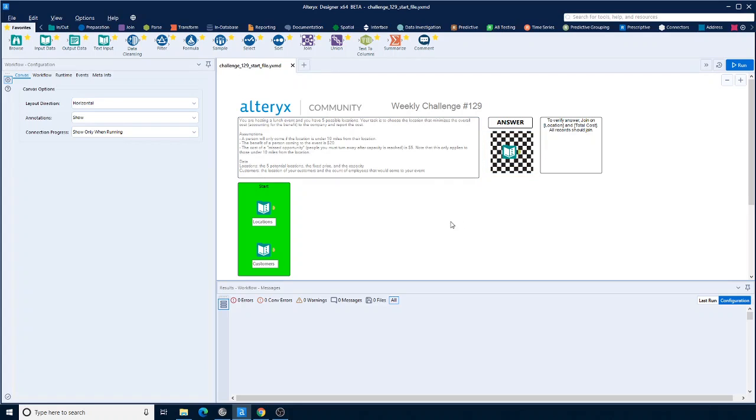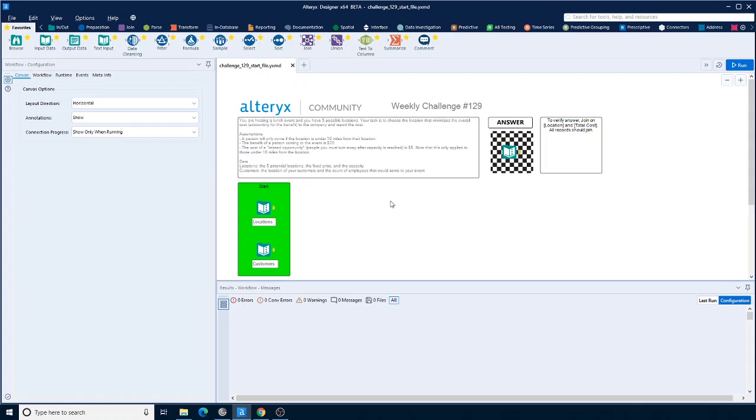So you are hosting a lunch event and you have 5 possible locations. Your task is to choose your locations that minimize the overall cost, accounting for the benefit to the company and report the cost. Okay, so the assumption is that a person will only come if the location is under 10 miles from their location. Benefit of a person is $20. The cost of a missed opportunity, people that you must turn away after the capacity is reached, is $5. Note that this only applies to those under 10 miles from the location.